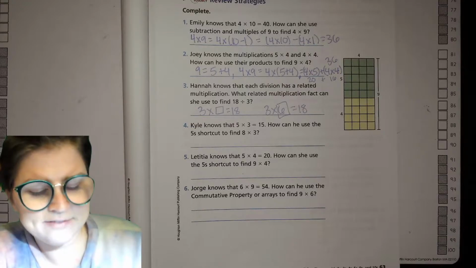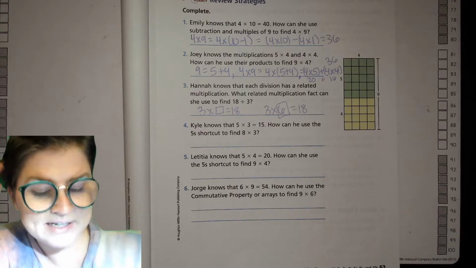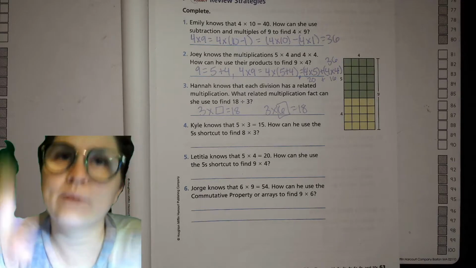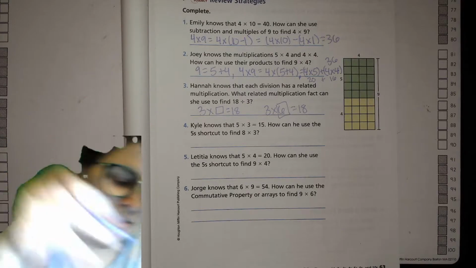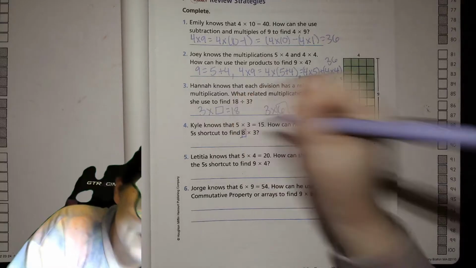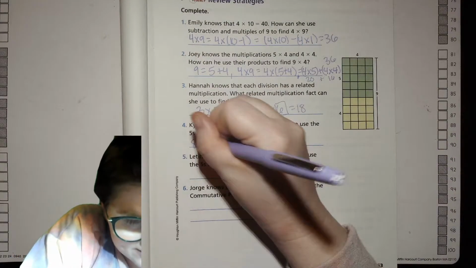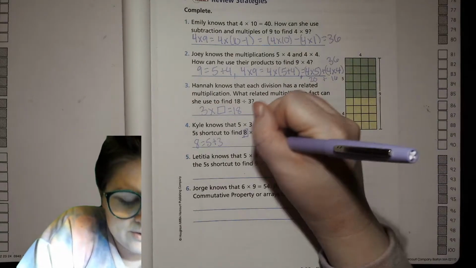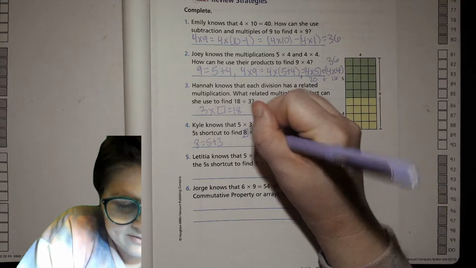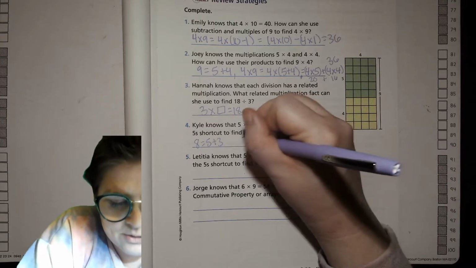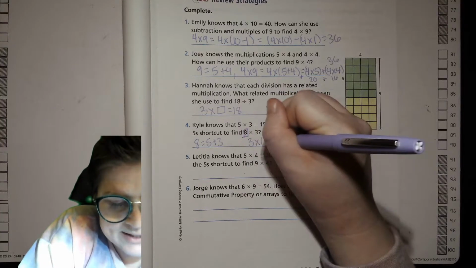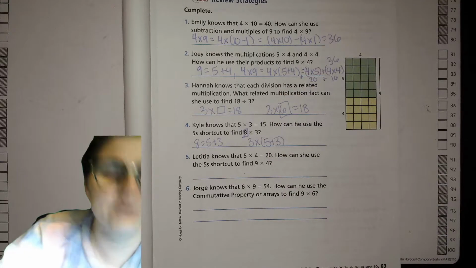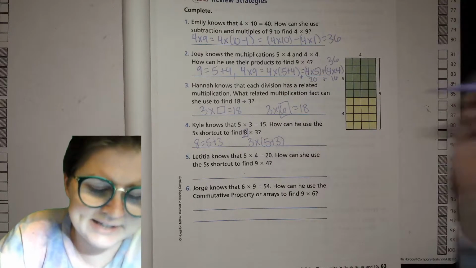Kyle knows that 5 times 3 equals 15. How can he use the 5 shortcut to find 8 times 3? Well, you know that 8 is 5 plus what? 5 plus 3. So instead of 8 times 3 or 3 times 8, you could do 3 times parentheses 5 plus 3, right? Which is the same thing as 8.